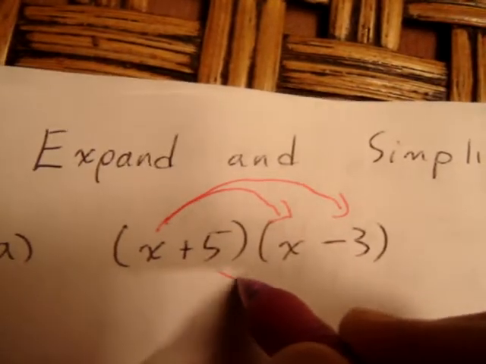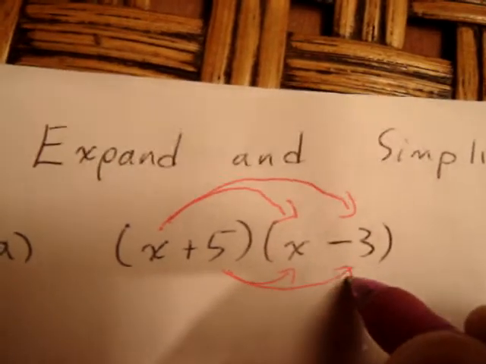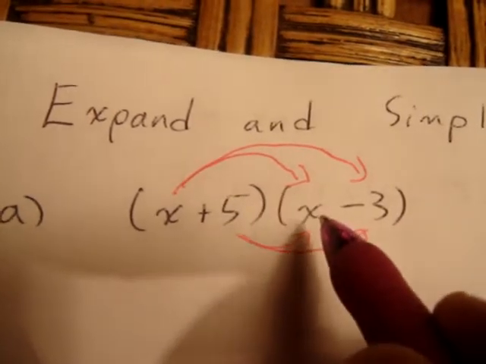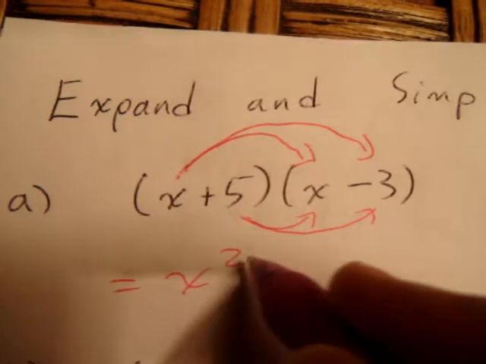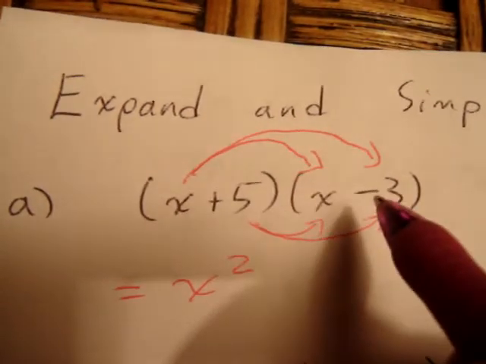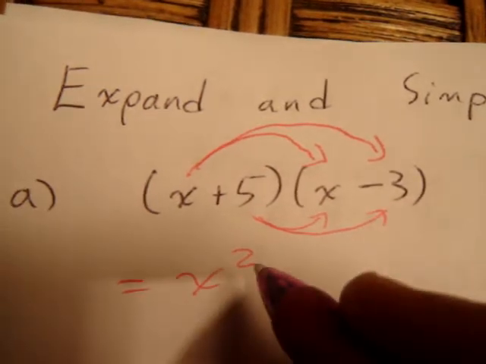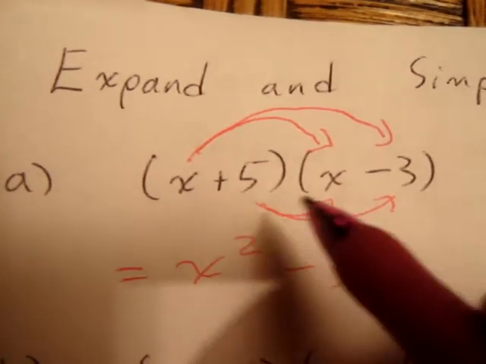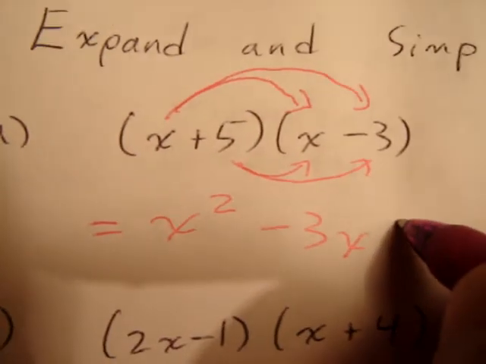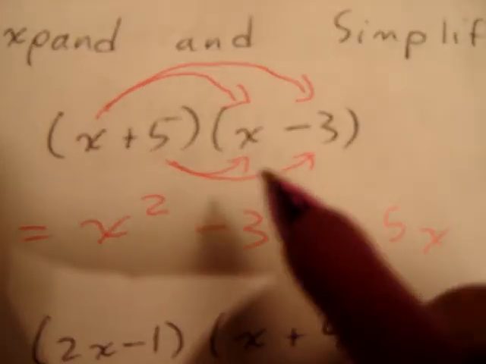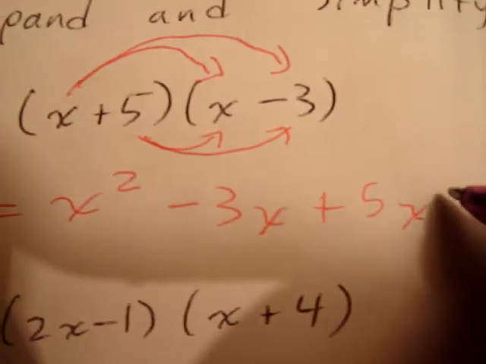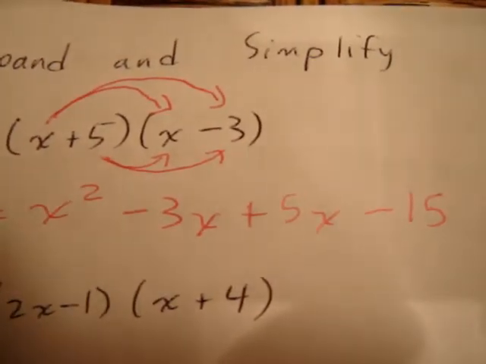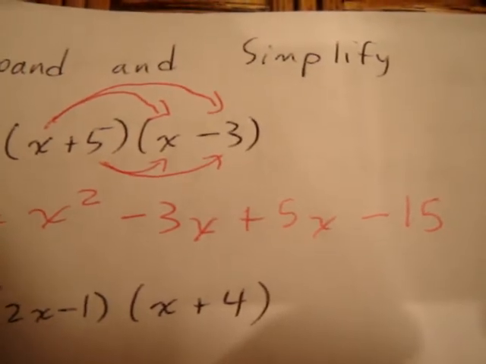But remember that a term carries with it also a sign, either positive or negative, in front of it. So x times x is equal to x squared. Positive x times a 3 with a minus sign in front is going to give us a minus 3x here. A plus sign in front of the 5 and a positive x will give us plus 5x. And a positive sign and a negative sign are going to give us a minus 15. So after distributing, we get this for our next line.